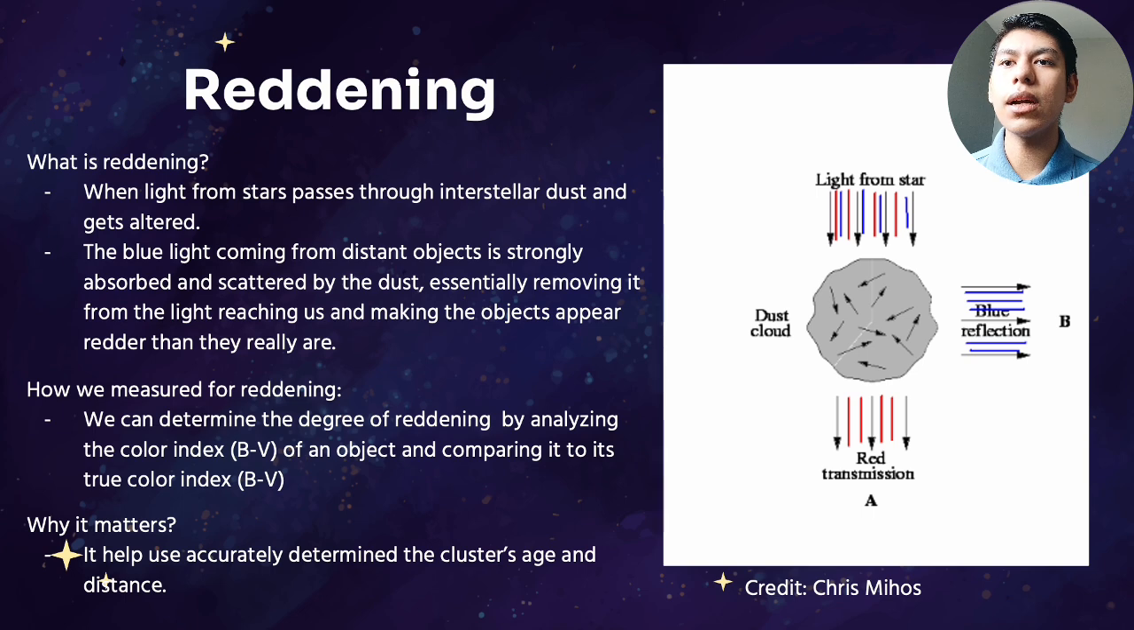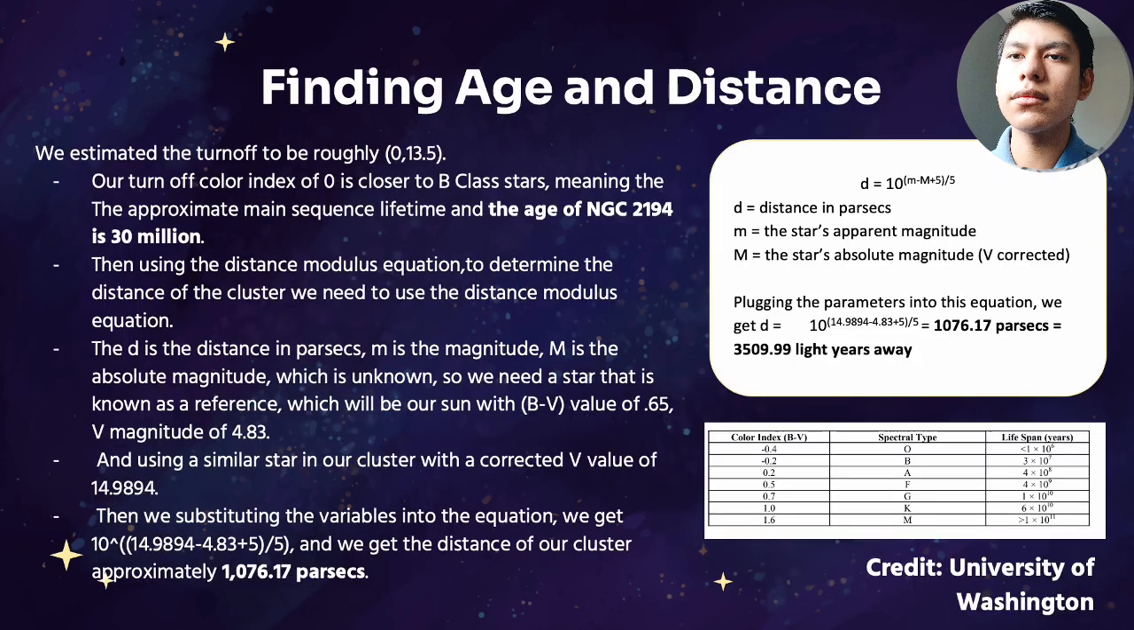Reddening. What is reddening? When light from a star passes through interstellar dust and gets altered, the blue light coming from the direct object is strongly absorbed and scattered by the dust, essentially removing it from the light reaching us and making the object appear redder than it is. How do we measure reddening? We can determine the degree of reddening by analyzing the color index B minus V of an object and comparing it to its true color index B minus V. Why does it matter? Reddening allows us to accurately determine the cluster age and distance.